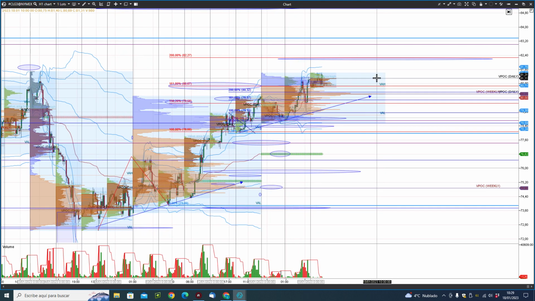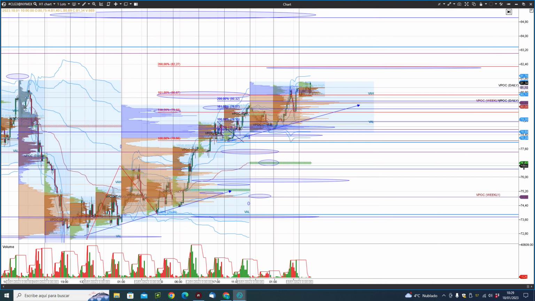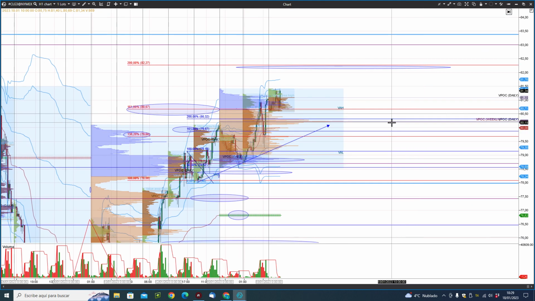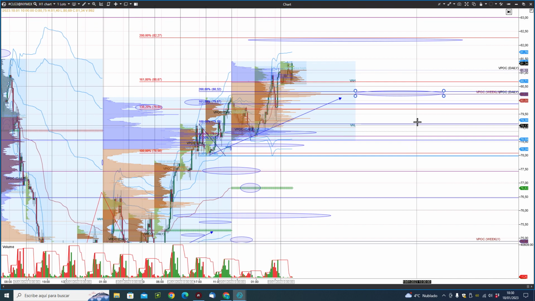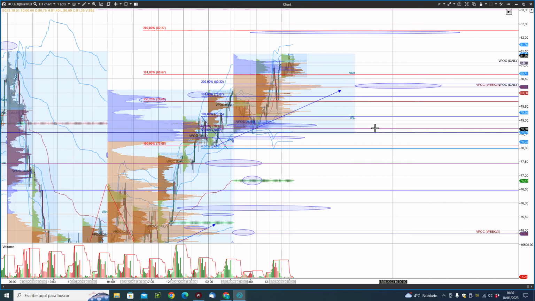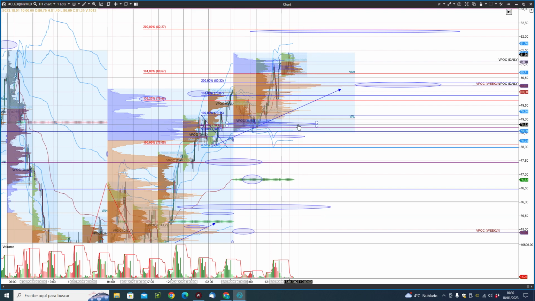So it's a very, very important upper target. What are the lower targets? In first place, the current weekly VPOC, about 80.24, and in second place for me is the value area low of the current profile, now at 79 approximately.